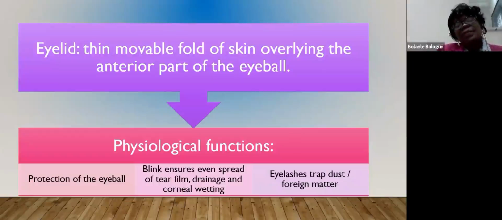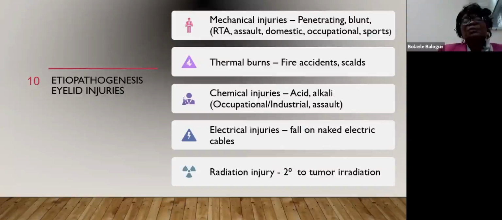The eyelid has important physiological roles, and the most important of all is that it lies anterior to the globe, and by virtue of its position, there's protection. It helps to protect the eyeball. Blinking also ensures even spread of tear film, helps drainage and corneal wetting, and so that way it helps to keep the surface of the globe healthy. It traps dust, and it helps to wash off foreign bodies as well.